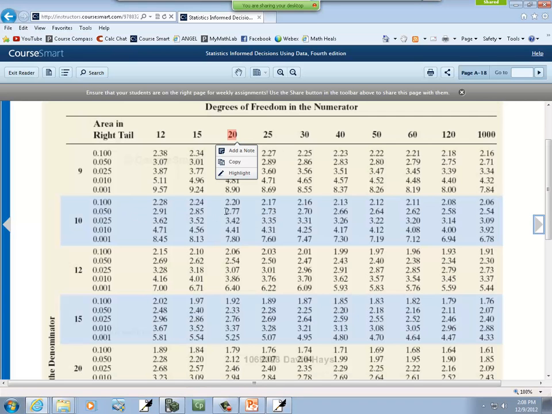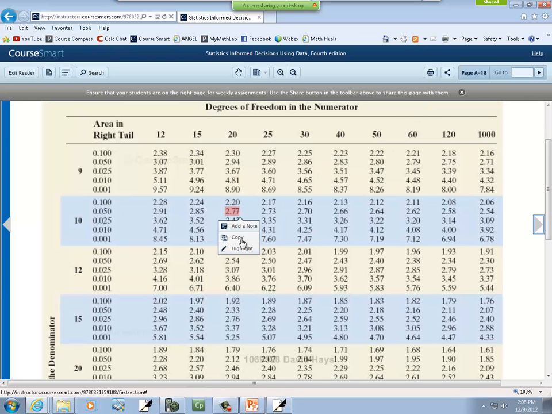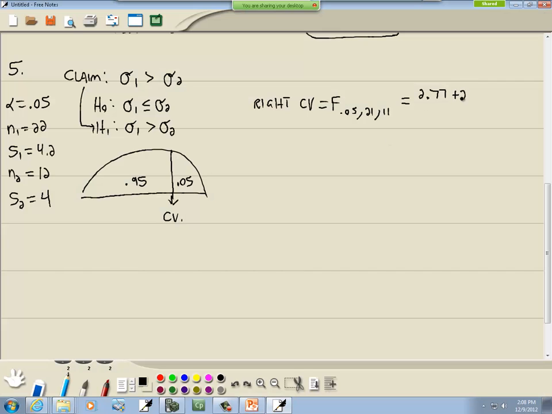So the 0.05 on this one is, I can't highlight it there, 2.77. So I got 2.77, and the 0.05 on this one is 2.54. Why can't I highlight that? There it goes. So plus 2.54 and divide by 2.